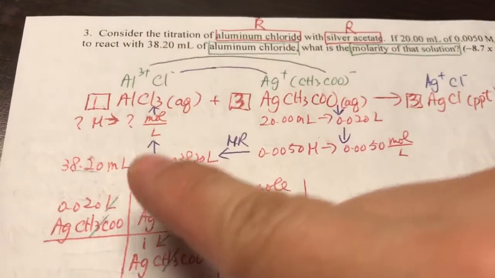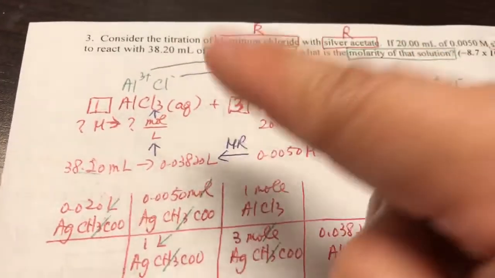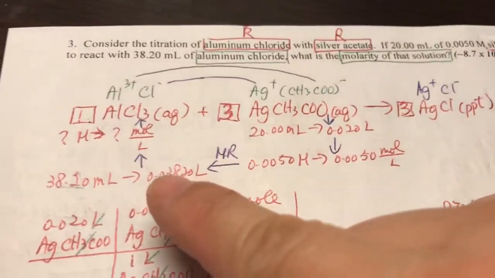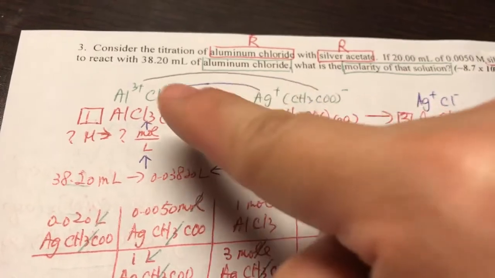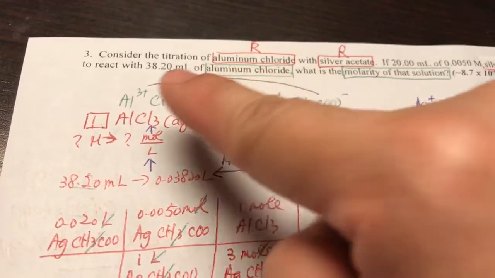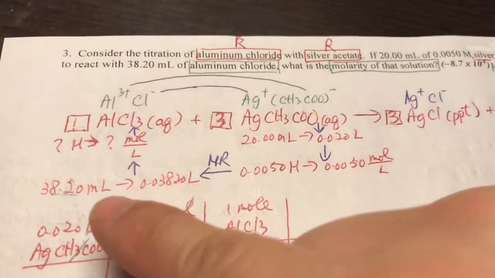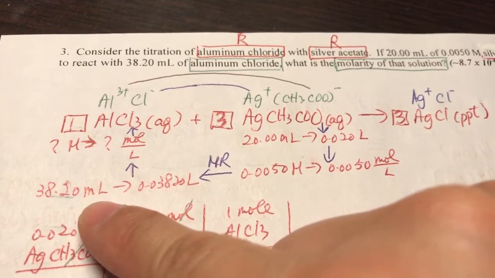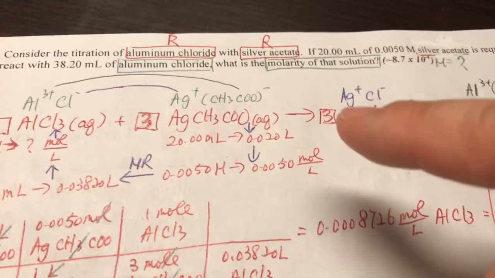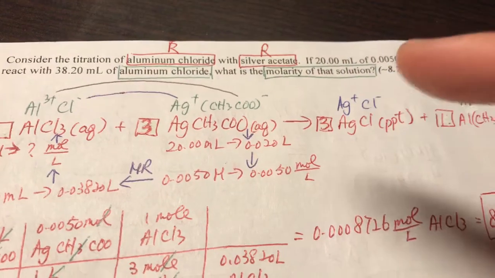And then the bottom will be the honey. Again, in the question mark box, the question mark is always on the top, and then the honey will be on the bottom. So another piece of information for aluminum chloride is 38.20 mL. We need to put that on the bottom of the question mark and then change it to liter. And for the non-question mark box, the top one is always something measurable.